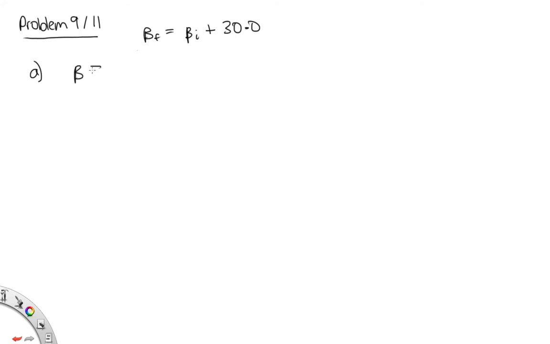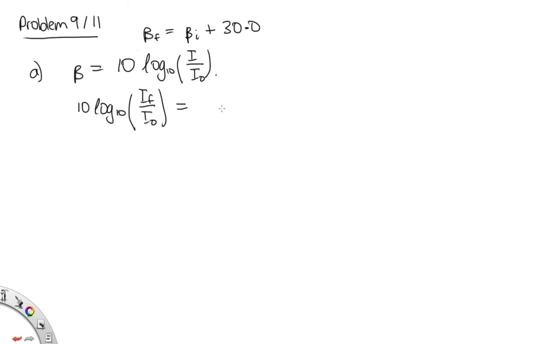The sound level is equal to 10 times log to the base 10 of the intensity over some reference intensity I0. So substituting this into this equation here, we have 10 log to the base 10 of IF over I0, the final intensity over the reference intensity, equals 10 log to the base 10 of the initial intensity over the reference intensity, plus 30.